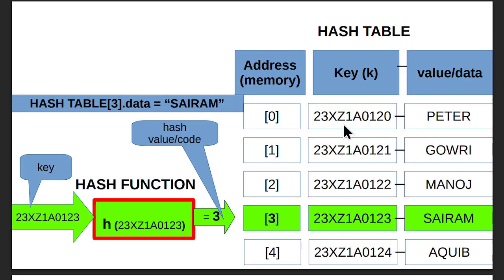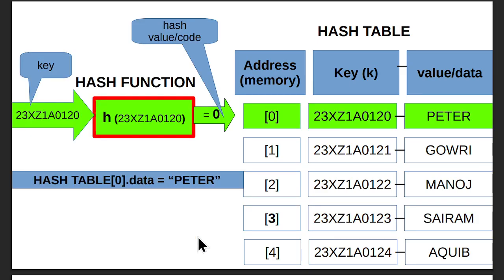All right, so I'll show you an example. Here, if I give this roll number as input to my hash function, so this is the key value, that key value is passed as a parameter to my hash function. This hash function will do the computation and return the hash code as 3, because this is where the student information is located for this roll number.